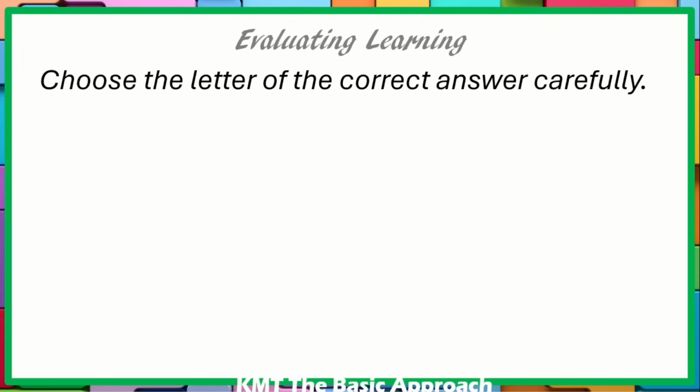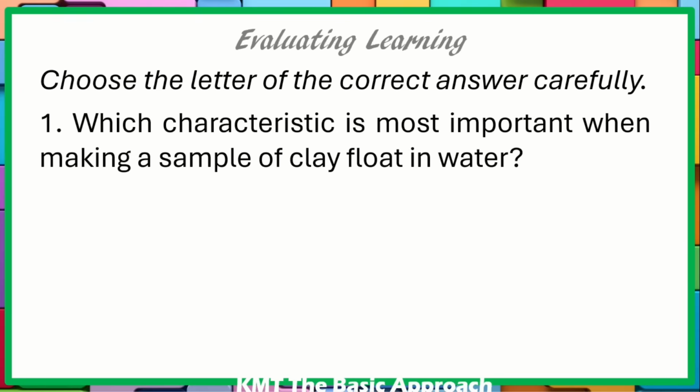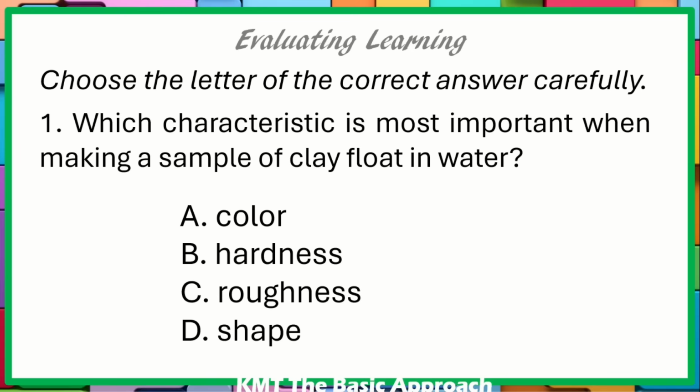Evaluating learning. Choose the letter of the correct answer carefully. Number 1. Which characteristic is most important when making a sample of clay float in water? A. Color, B. Hardness, C. Roughness, D. Shape. What is the correct answer? Correct! Letter D. Shape.